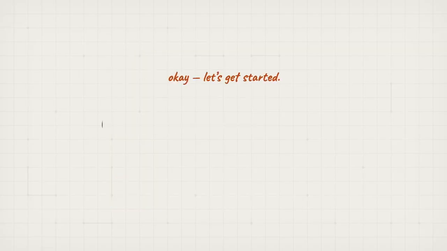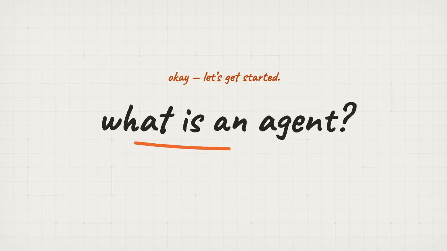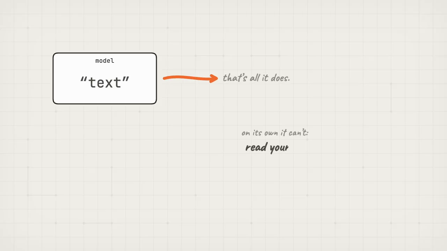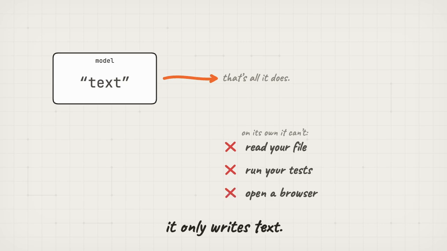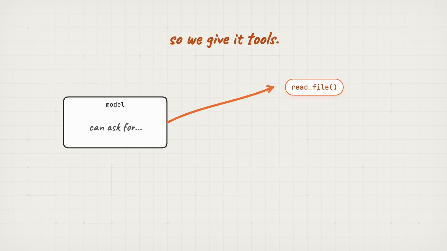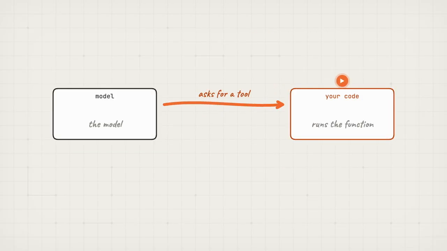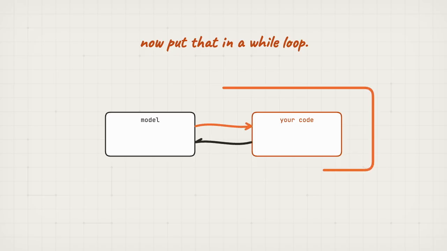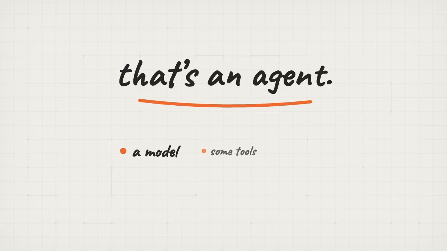So let's get started. First, let's understand what an agent is, because this word gets thrown around a lot and it's much simpler than it sounds. A model can't do anything by itself. It writes text. That's all it can do. It can't read your file. It can't run your test. It can't open a browser. So we give it tools. Tools are just small functions that the model is allowed to ask for. The model asks, your code runs the function, the result goes back to the model. Now put that in a while loop. And that's it. That's an agent, 6 steps: a model, some tools, and a loop.